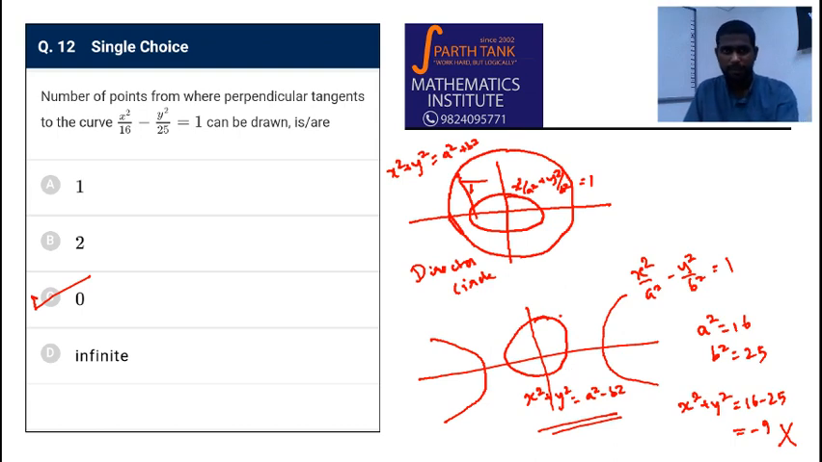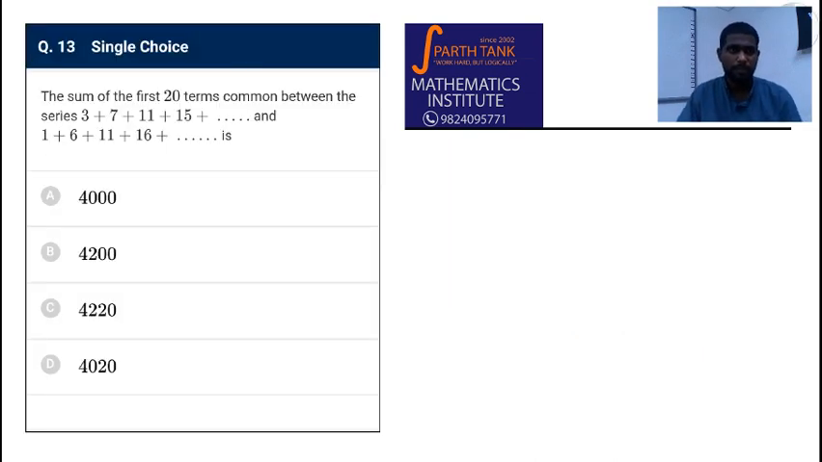Okay, let's move on. Question number 13. The sum of the first 20 terms common between the series this and this is, okay.